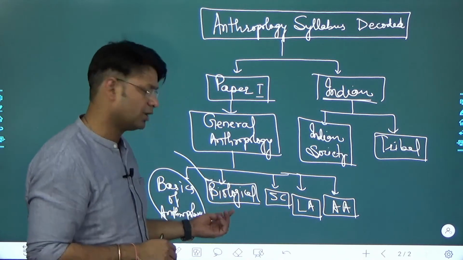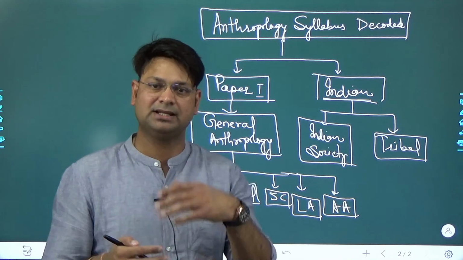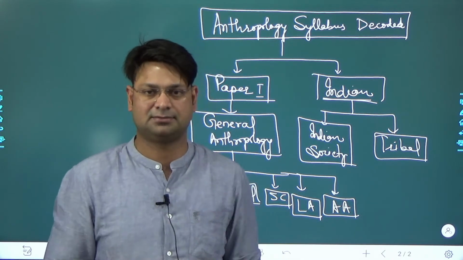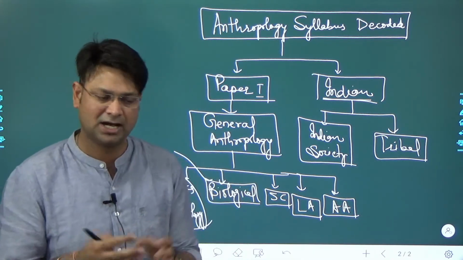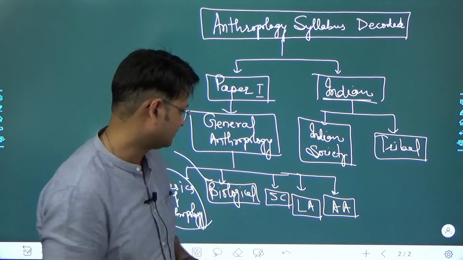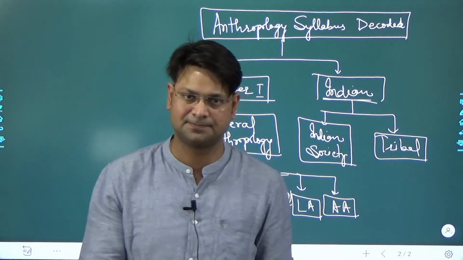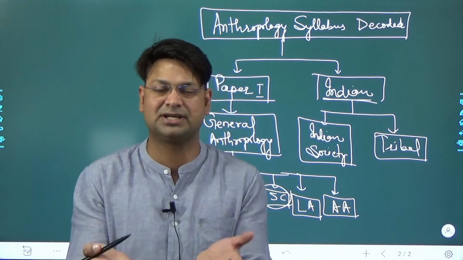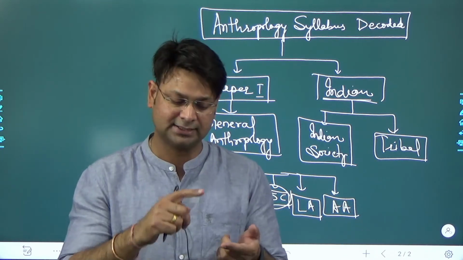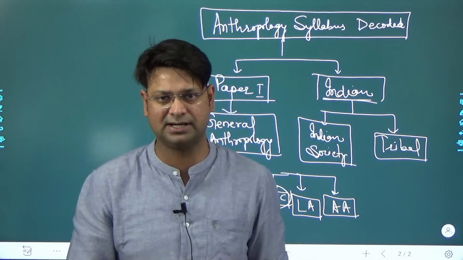Here we study the origin of man, evolution of man, then genetics, races, human growth and development, demographic theories and all demographics, how population grows and all these aspects. Then the application of biological anthropology. In socio-cultural anthropology, we talk about socio-cultural research methods, how anthropologists study culture and society.